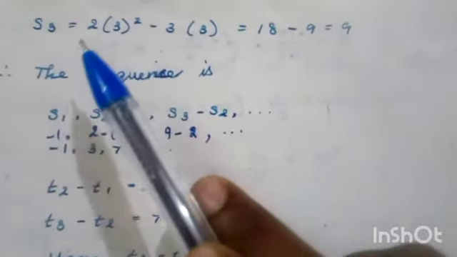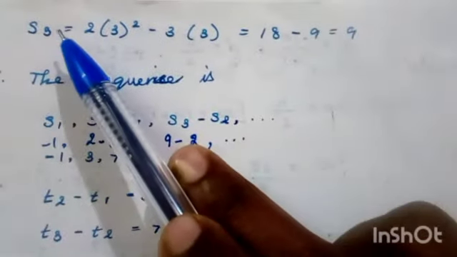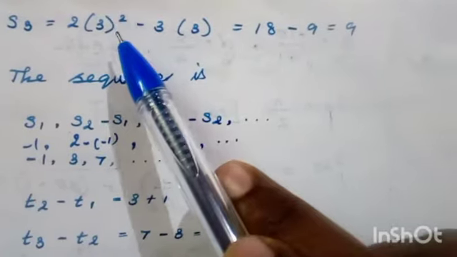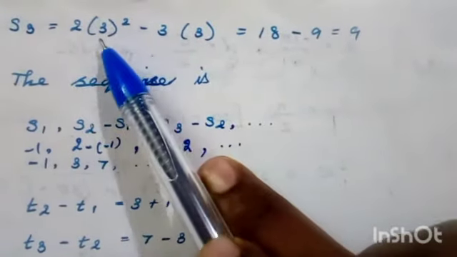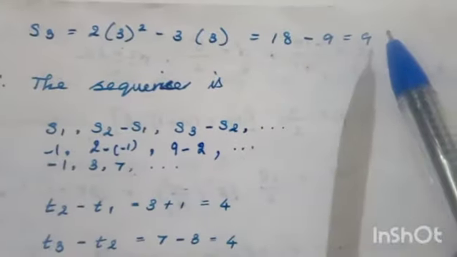S3 equal to 2 into 3 whole square minus 3 into 3. You have n equal to 3 in the nth term. So that is 2 into 3 square, value 9, 2 9s are 18, minus 3 3s are 9. So that is equal to 9.